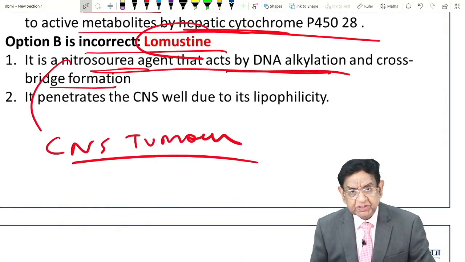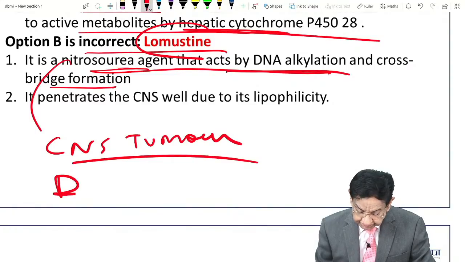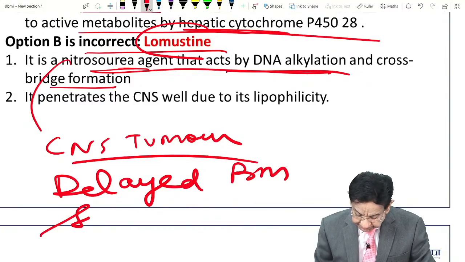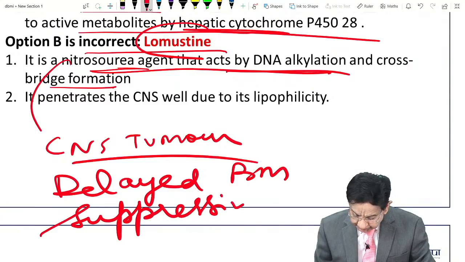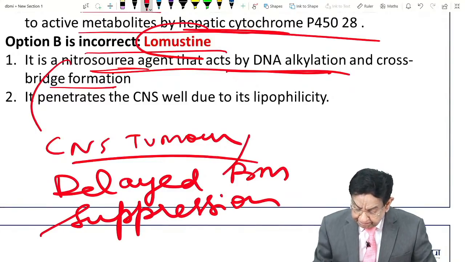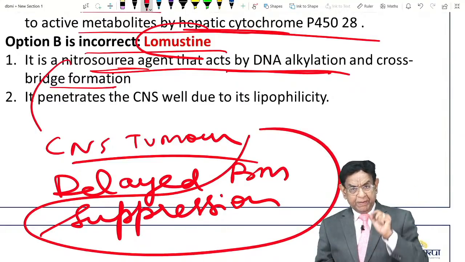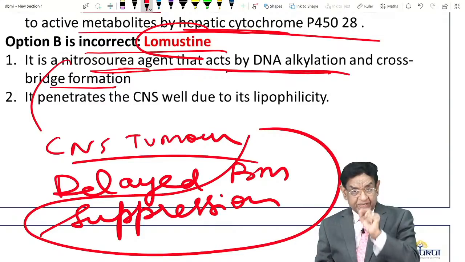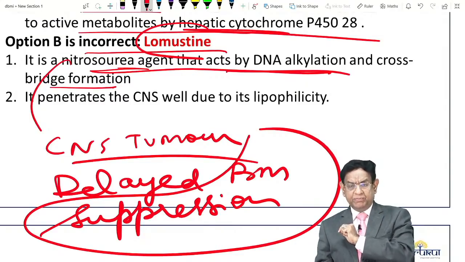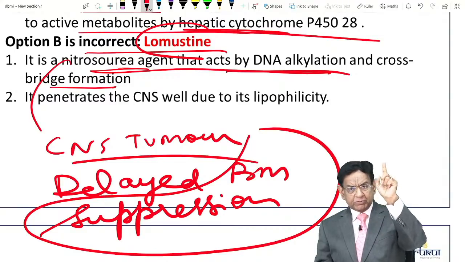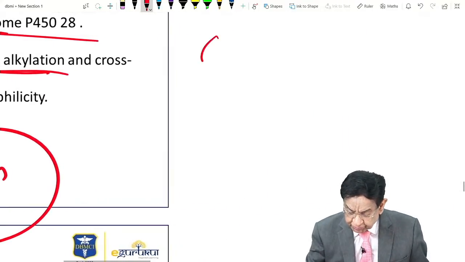Well, the answer to this question is delayed bone marrow suppression. Simple bone marrow suppression is very common, but delayed bone marrow suppression is a feature. What do you mean by delayed bone marrow suppression? Here you give the drug, and the bone marrow suppression occurs after 6 to 8 weeks.